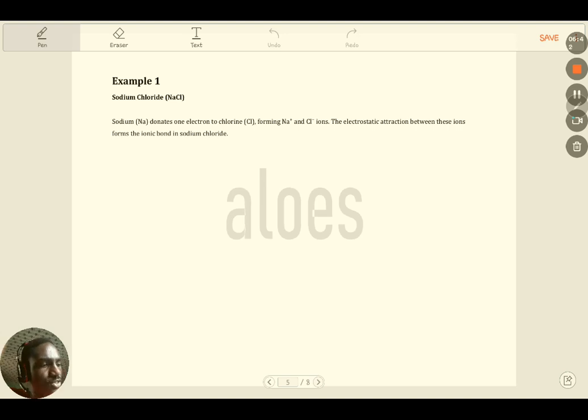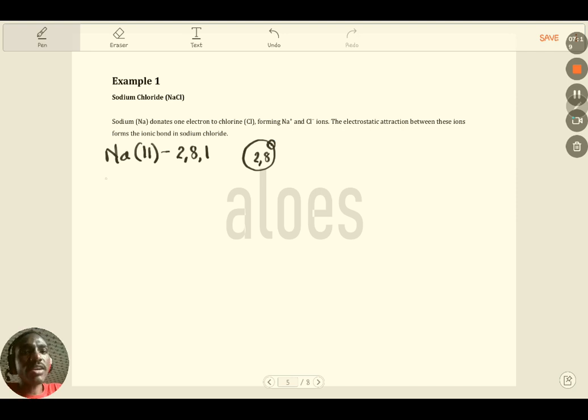Now let's look at sodium chloride. How do they actually form bonds together? Now, sodium has an atomic number of 11. So which means I will have what? 2 in the innermost shell, 8 in the second, and then 1 as the outermost electron. So I can draw it like this. Let's say we have 2, 8, then I have 1 electron in the outermost shell.